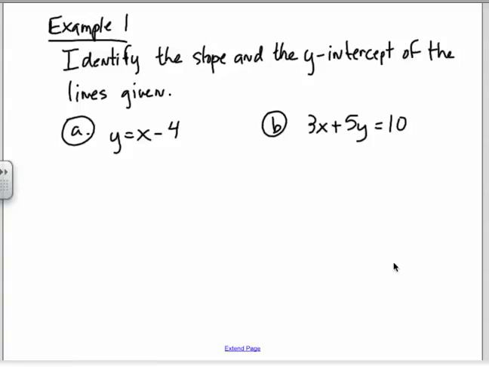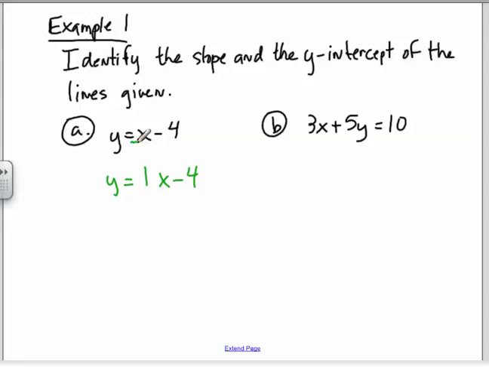Okay guys, now this one's pretty easy, I think. It says identify the slope and the y-intercept of the lines given. Well, let's deal with A first. And guys, I want to write something here. This y is equal to 1x minus 4. Isn't that right? When there's nothing in front of the x right there, there's a 1.